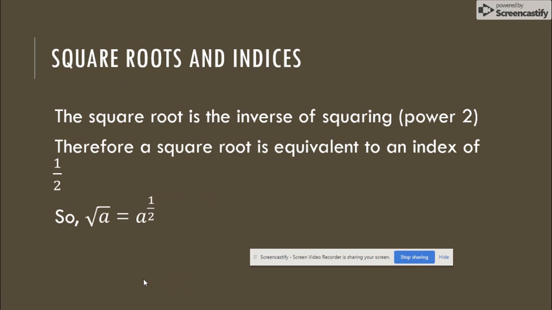All right, so let's look at square roots and indices. Now, this is really different, so I want you to listen. The square root is the inverse of squaring, which is the power of 2. So the square root is the opposite of doing something to the power of 2. Therefore, a square root is equivalent to an index of a half, the power of a half. So if we did the square root of a, the index that should be put there is a to the power of a half. That power is a half, written a little bit up there. Just watch an example and it'll make sense.